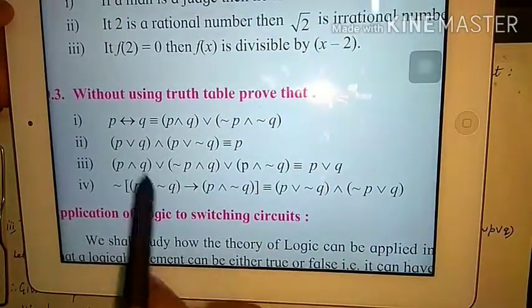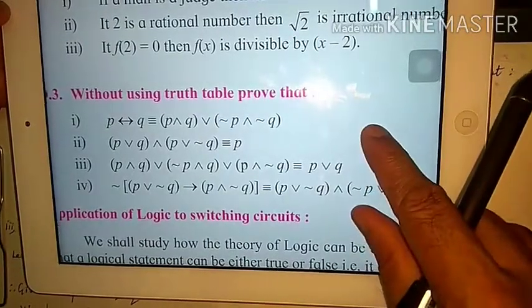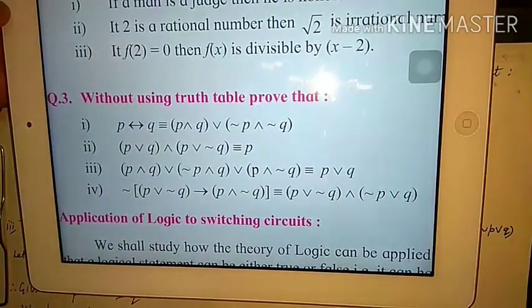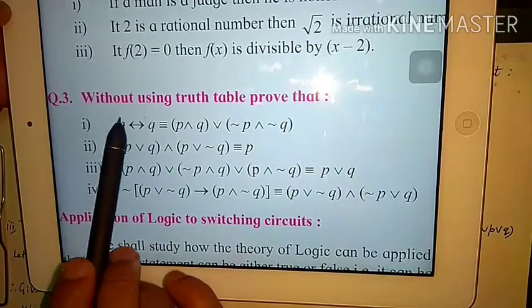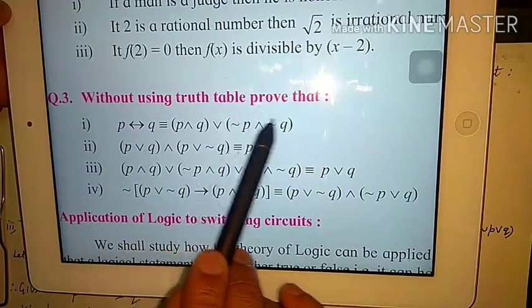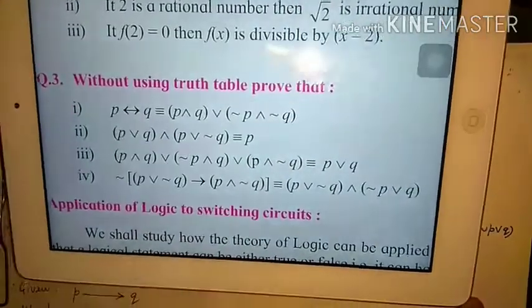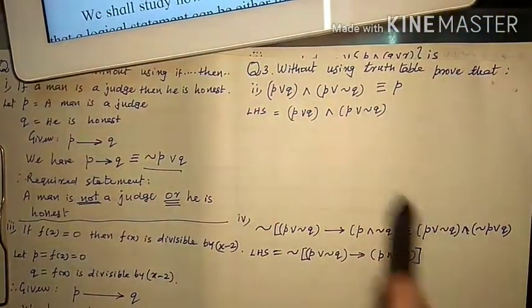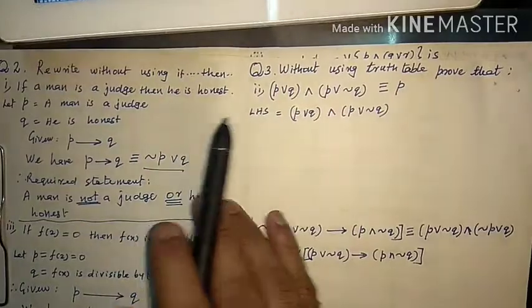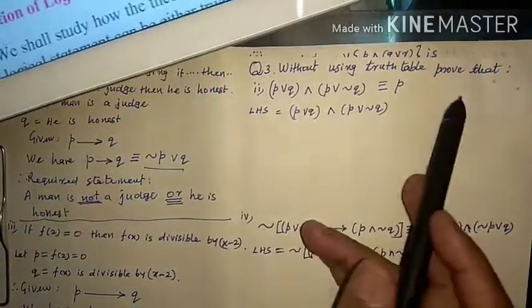Now question number 3, the last question of this exercise, 1.4. Without using truth table, prove that. Here 4 problems are there. I do second and fourth. Second I already copied and kept here. Without using truth table.